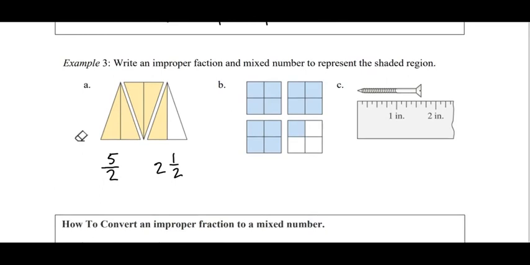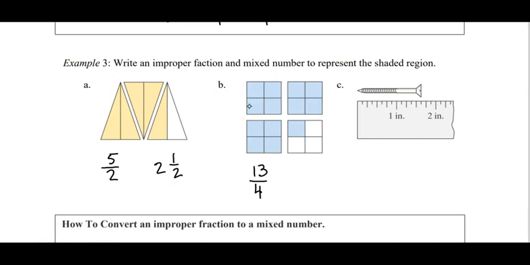Now we come to part B. First, we're going to decide what makes a whole. I have four squares, each one of them divided into 4 parts. So 4 parts of each square make a whole square. The denominator is 4. Then I'm going to count how many colored squares I have: 4, 8, 12, and 13. So for the improper fraction, I have 13 over 4.